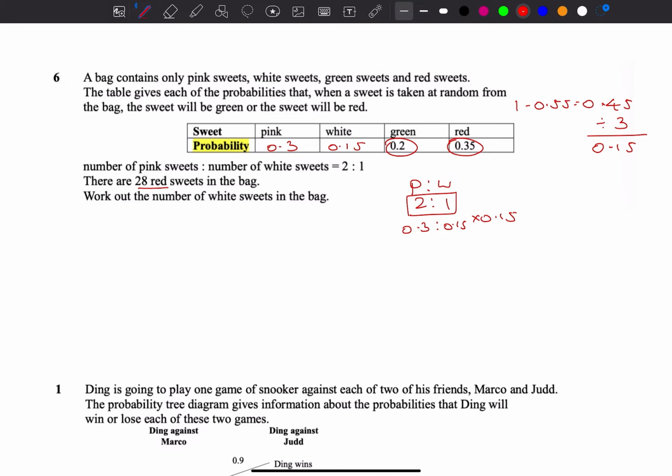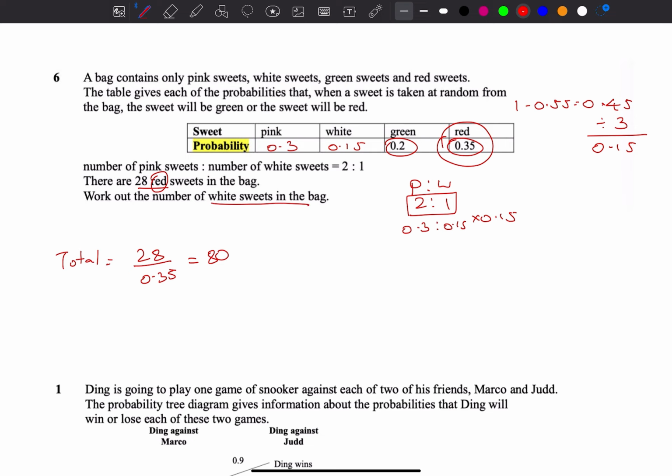There are 28 red. I would like to find the total. You don't times 28 by 0.35, remember, because total times 0.35 will give you the red. You want the total. So 28 divided by 0.35, which will give you 80. That's the total.